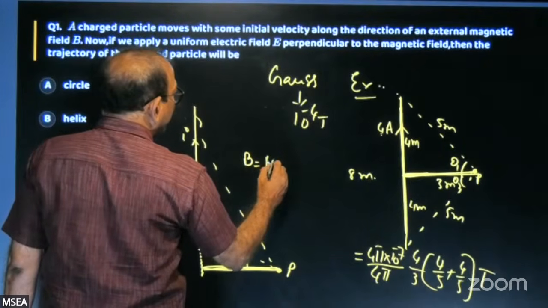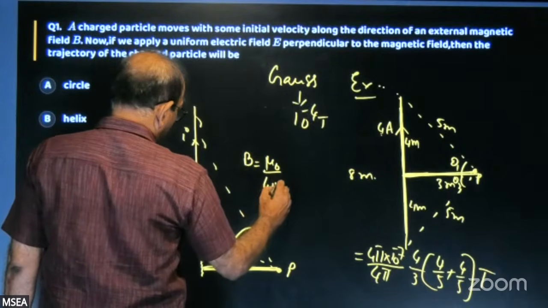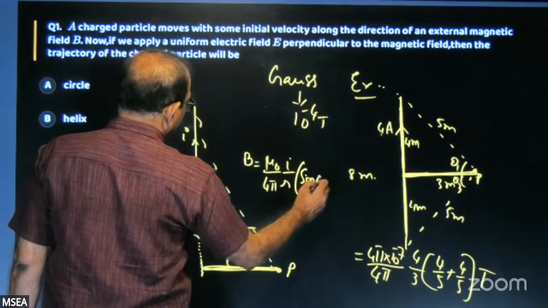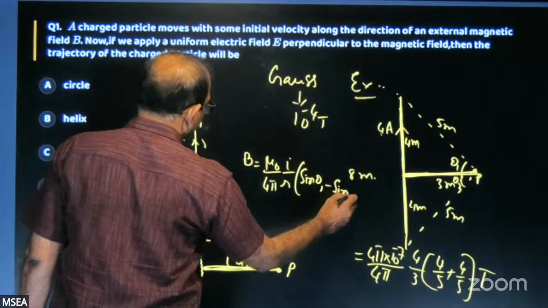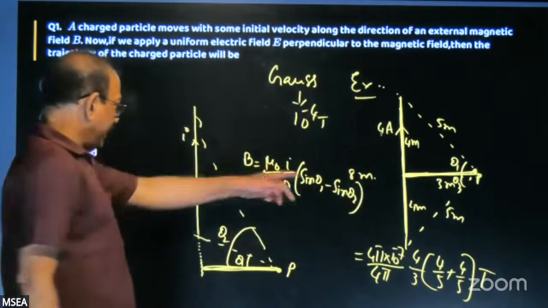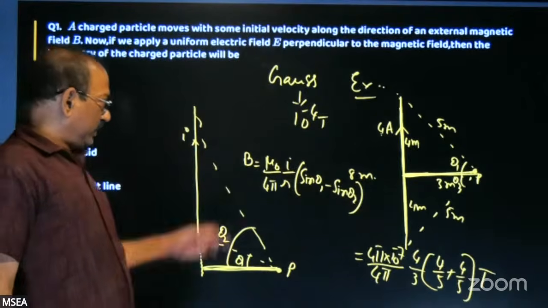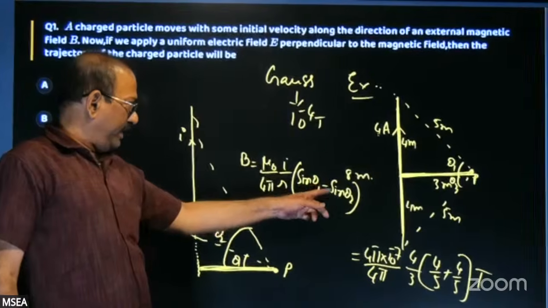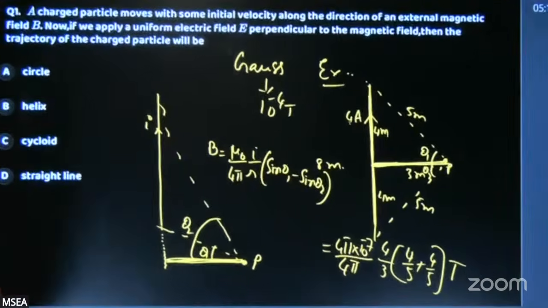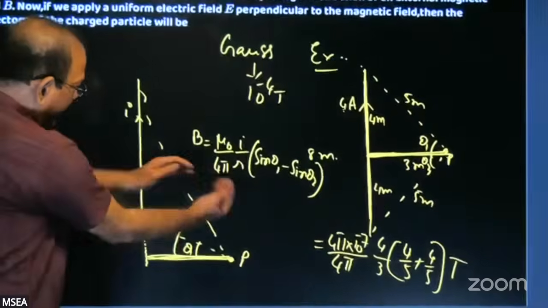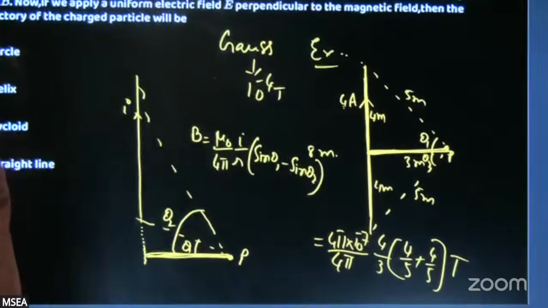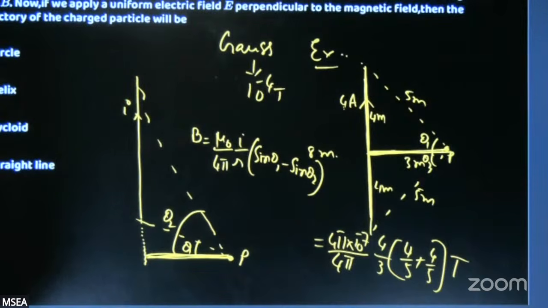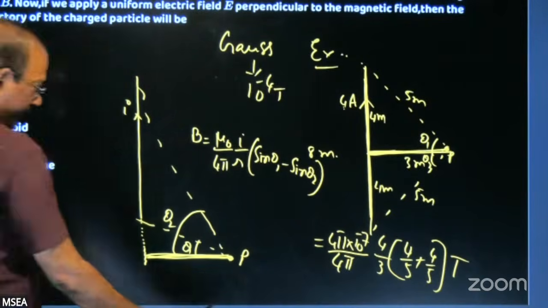In this case, magnetic induction is mu naught by 4 pi, I by r, into sine theta 1 minus sine theta 2. Minus will be there. Earlier, sine theta 1 plus sine theta 2 was there. Now sine theta 1 minus sine theta 2 will be there. This difference you need to apply if both the angles are on the same side of the normal, for a wire of finite length.